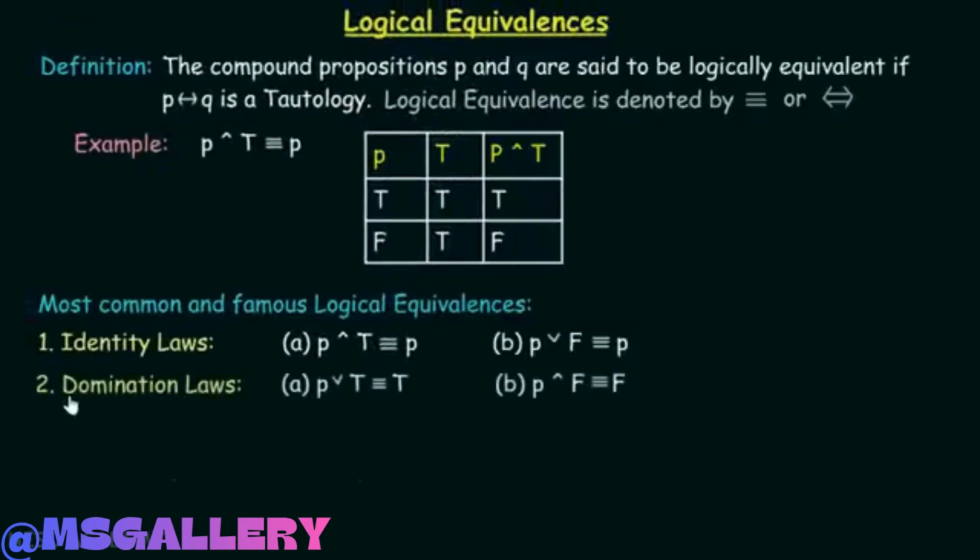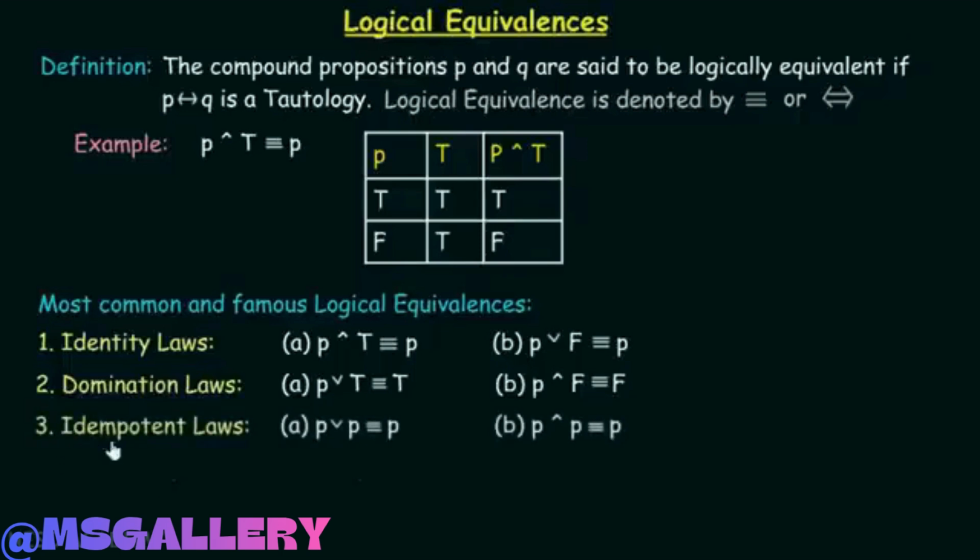The second one is domination laws. P or true is equivalent to true. Now this is very simple to understand. As we know, according to disjunction, if at least one of the propositions is true, then the whole compound proposition will be true. And this is what we got as the result. P and false is equivalent to false. Now this is also true. According to the conjunction operator, if any one of the propositions is false, then the whole compound proposition will be false. And that is what we are getting from this statement.